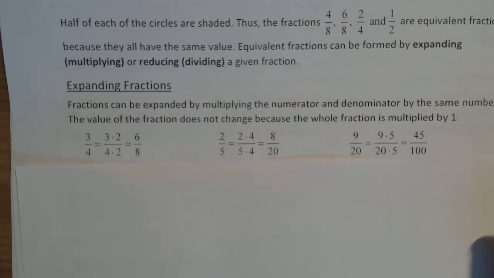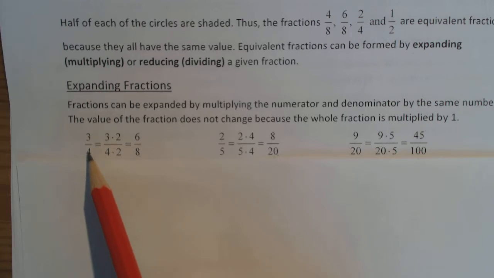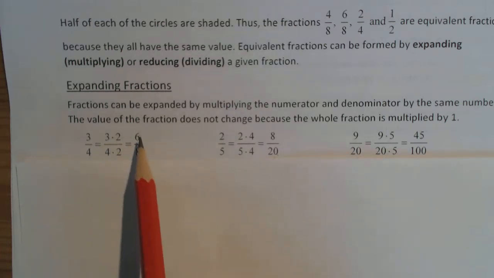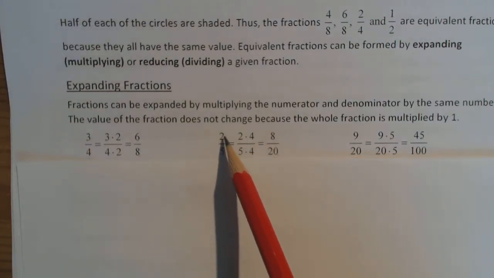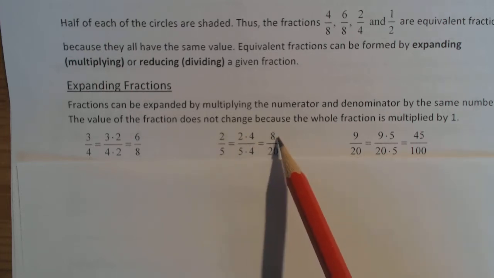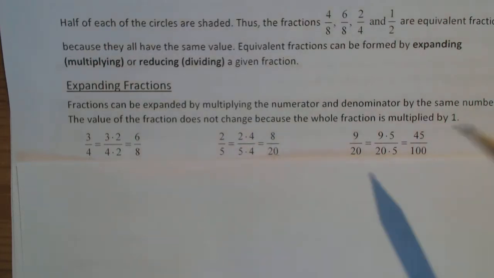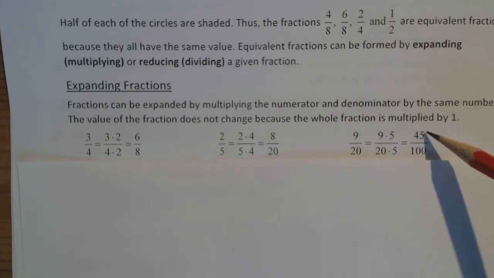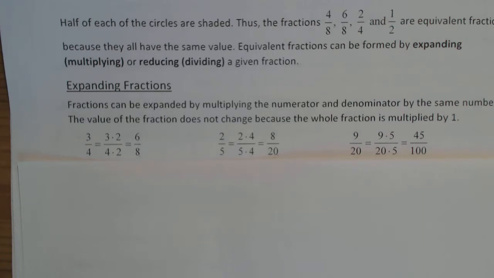Now you can see here we've got 3/4. If I multiply the top and bottom by the same number, which is 2 here, I will get 3 times 2 is 6, 4 times 2 is 8. So 3 over 4 equals 6 over 8. In this example, we've got 2 over 5. If I multiply the top and bottom number by 4, we get 2 times 4 is 8, 5 times 4 is 20. And here, 9 over 20, I can multiply top and bottom by 5. I get 9 times 5 is 45. 20 times 5 is 100.